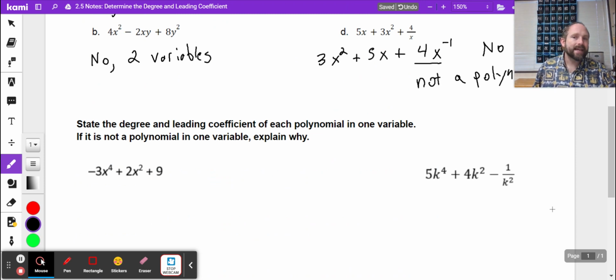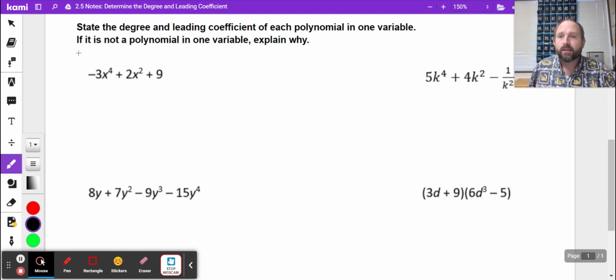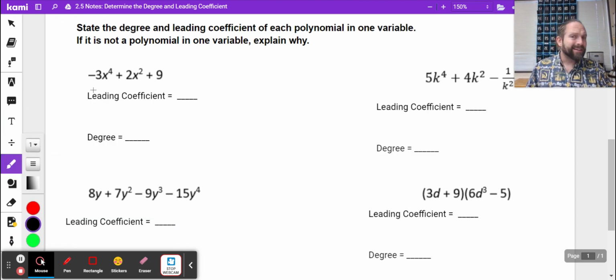Now it says state the degree and leading coefficient of each polynomial in one variable. If it's not a polynomial in one variable, explain why. So let's just do it. I have negative 3x to the fourth, 2x squared plus 9. All right, now I want you to try each one of these. So I'm going to pause it, and then I'm going to give you the answer. Here we go. For the first one, I see that it's in order. So I know the leading coefficient is negative 3, and I know the degree is 4.